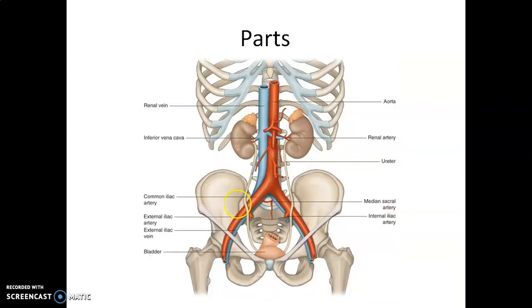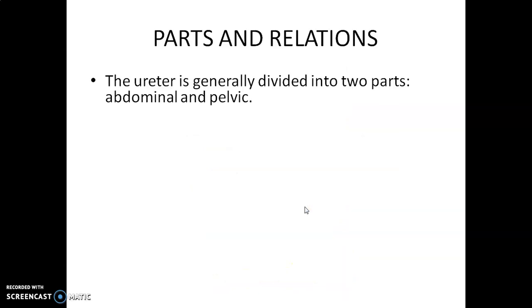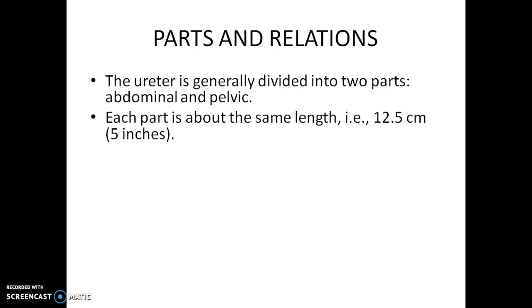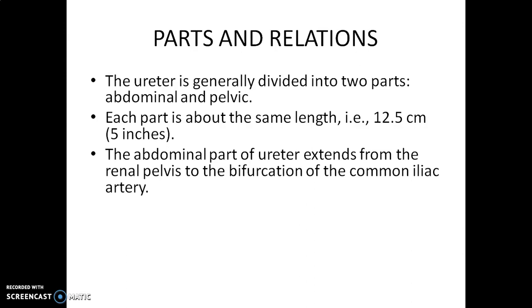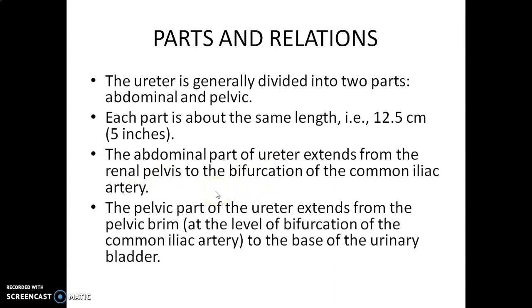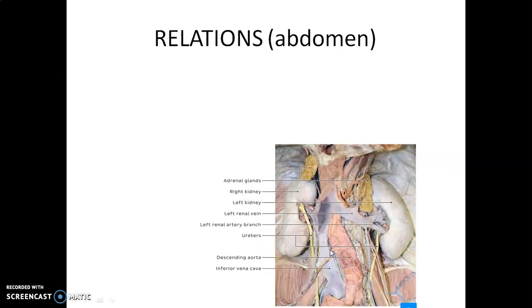So this is again to show you the abdominal part of the ureter. It's 12.5 centimeters. The pelvic part of the ureter is also 12.5 centimeters. Equal divisions are there, two parts. I just want to show you the abdominal part and the pelvic part, each equally divided into 12.5 and 12.5 centimeters. The abdominal part of the ureter extends from the renal pelvis, from the hilum of the kidney, to the bifurcation of the common iliac vessels. The pelvic part begins from that bifurcation of the common iliac vessels to the base of the urinary bladder.